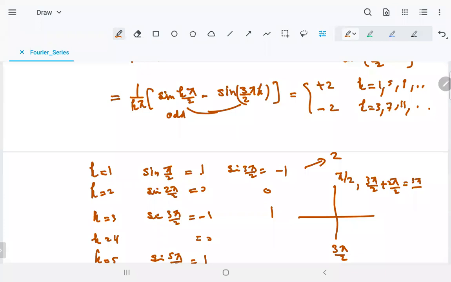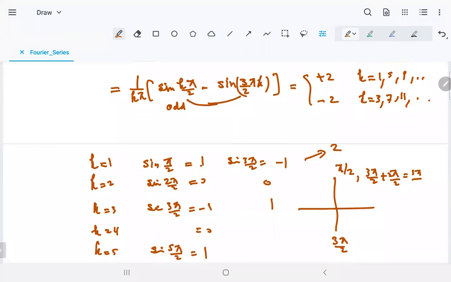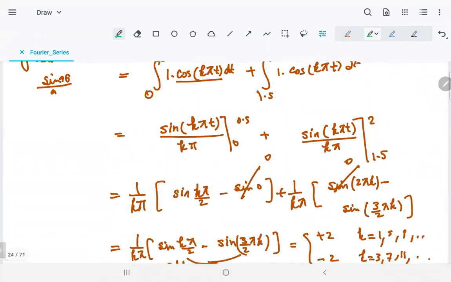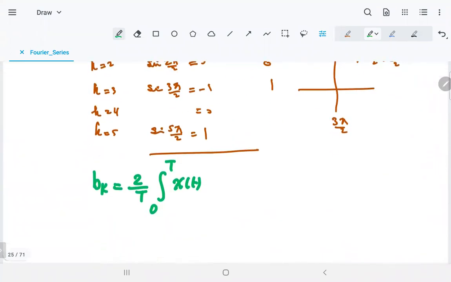So what's left? BK. How do you find BK? BK is the same: 2 over T, the integration from 0 to T, of x of t, but instead of multiplying by cosine, I multiply by sine, right? Yes, I multiply by sine k omega naught t dt.